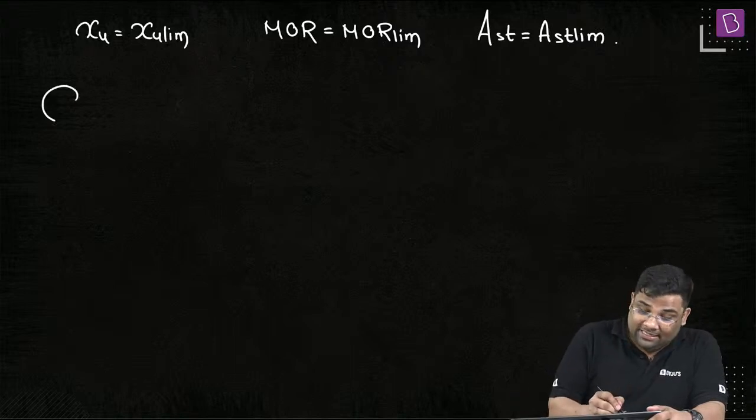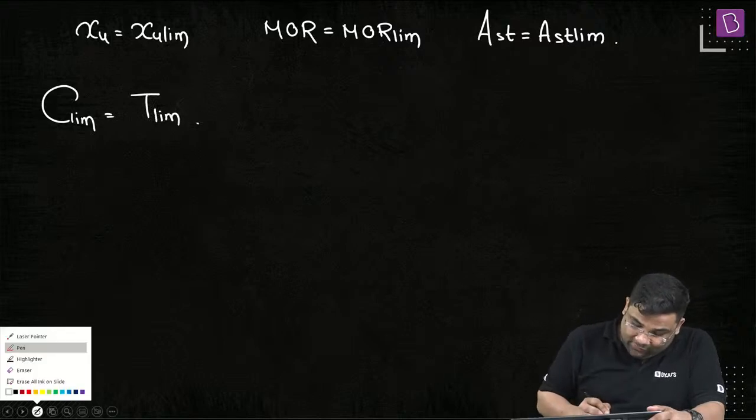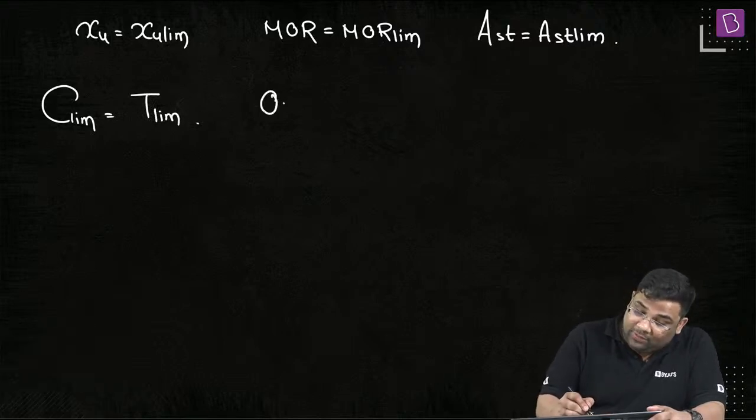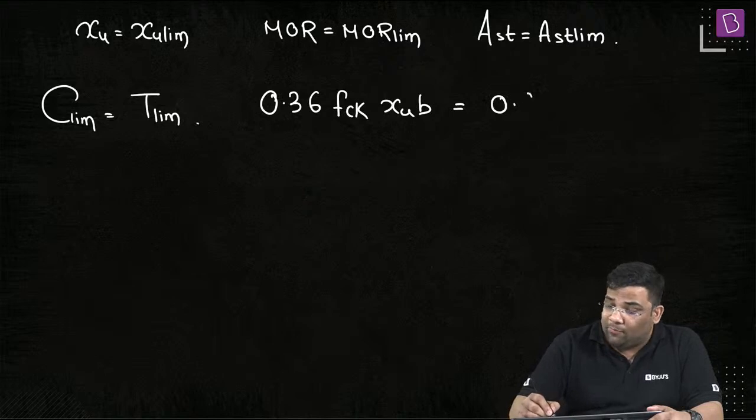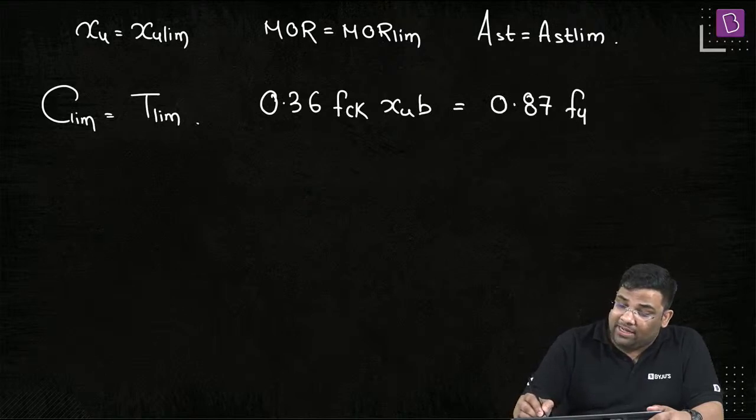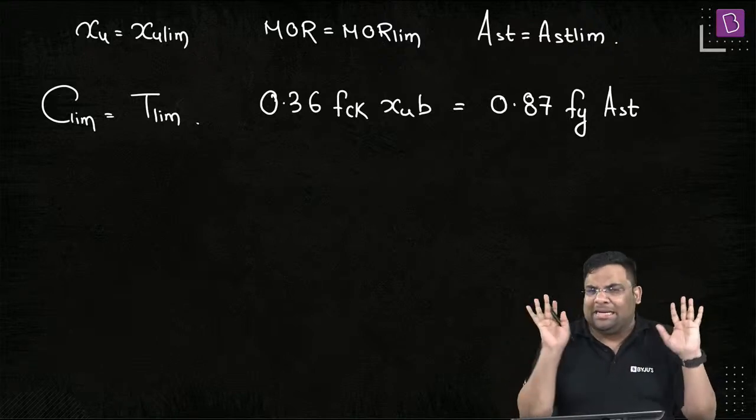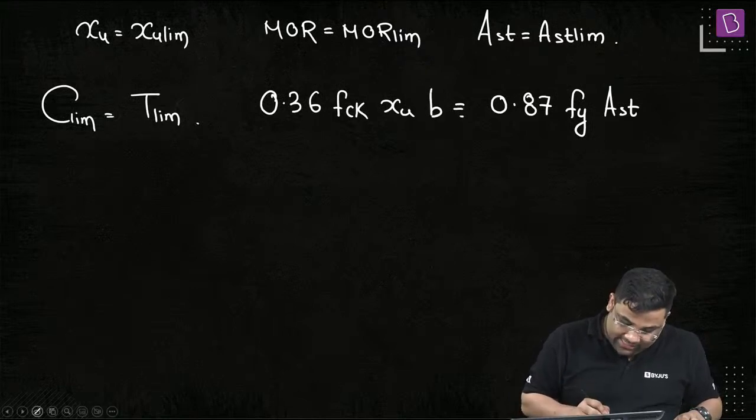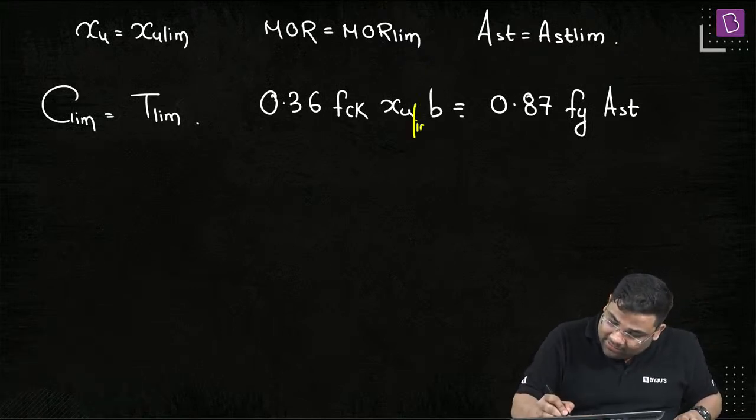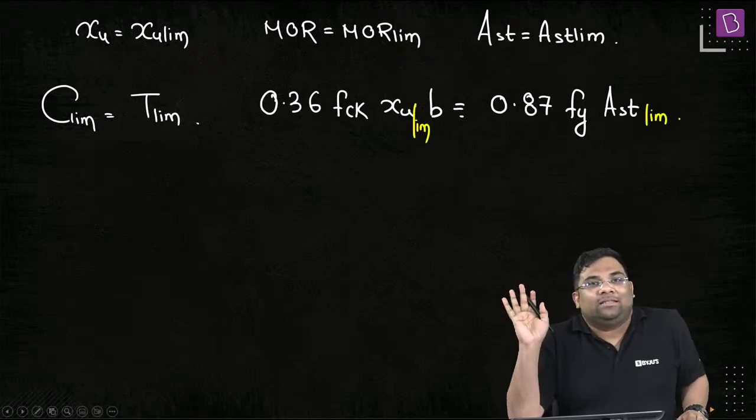So if I use the condition C limiting is equal to T limiting, what is the equation of C? C equation is 0.36 FCK XU into B. What is the equation of T? That is 0.87 FY into AST. This is C is equal to T. In limiting condition, what will I do? I'll make this XU limiting and this AST limiting. Game over.